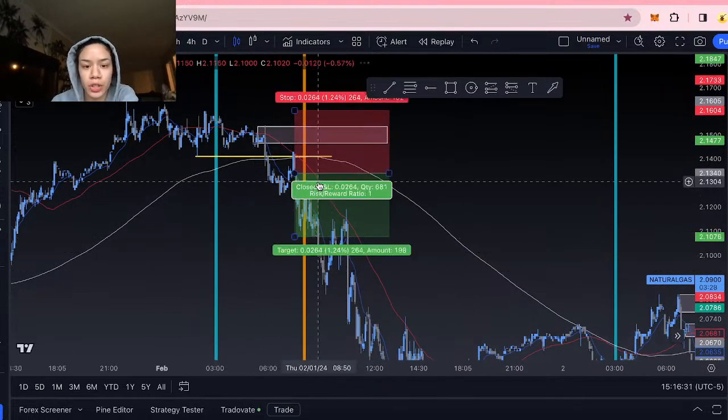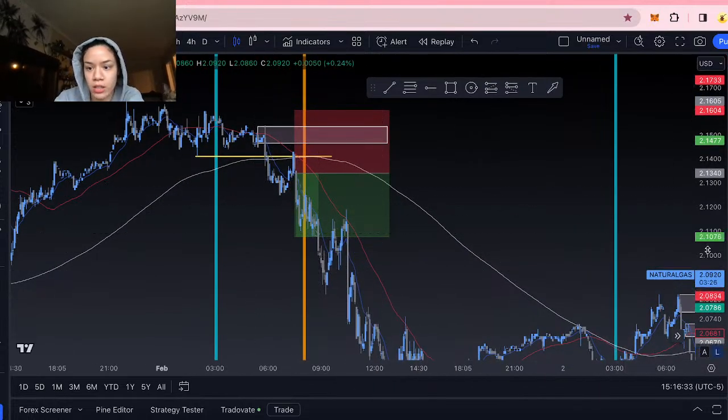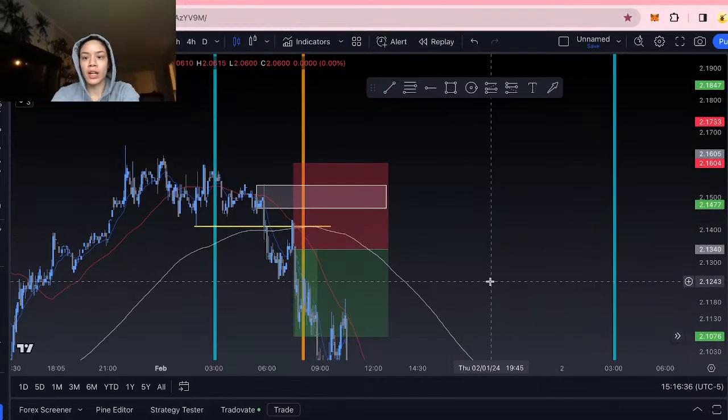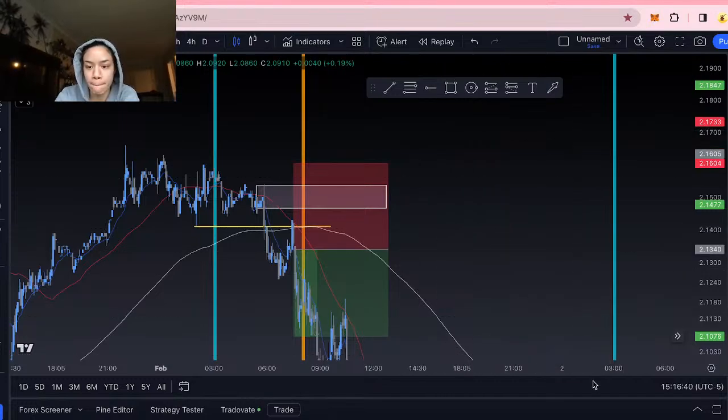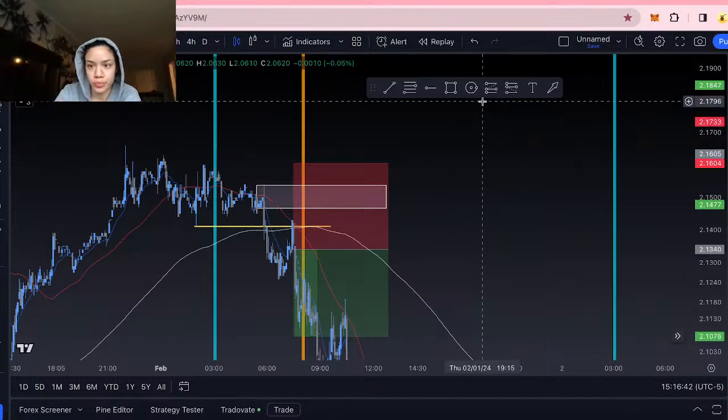Here I have Thursday with natural gas. I'm pretty much just going to show how I backtest them and how I even set up a trade in the morning. I'll pull that out.